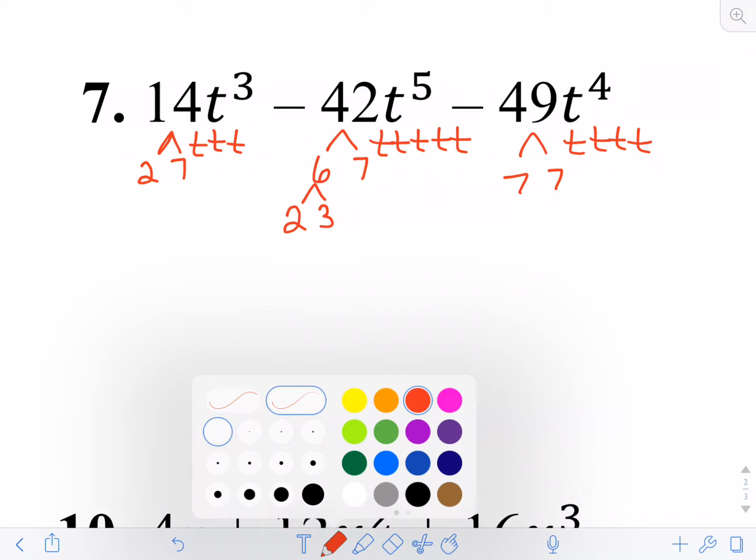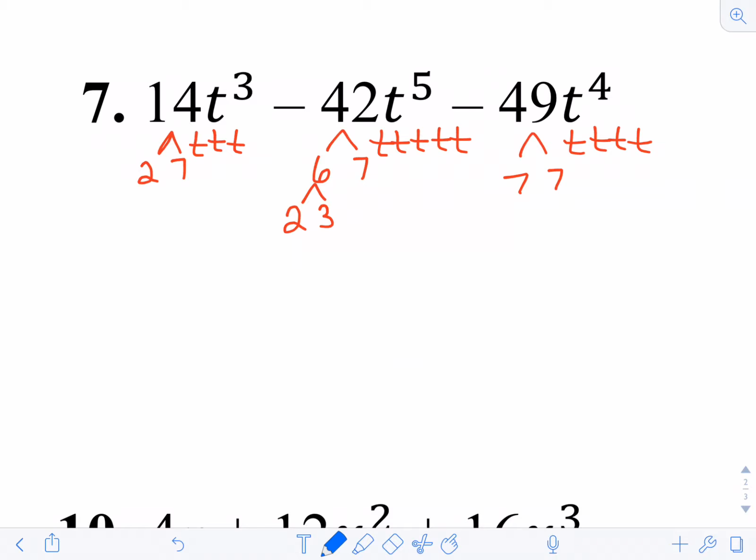Okay, so let me go ahead and pull out what I have. So I have a 7, and a 7, so I can pull that out. I would be able to pull out a 2 if the 49 had a 2 on there, but since it doesn't, I can't even pull out a 2.